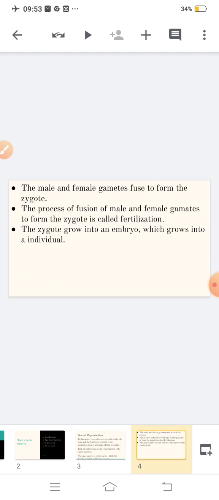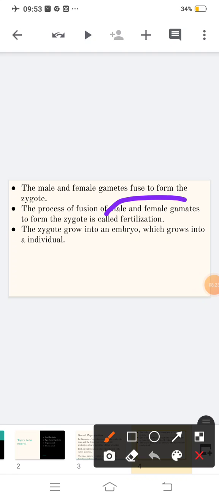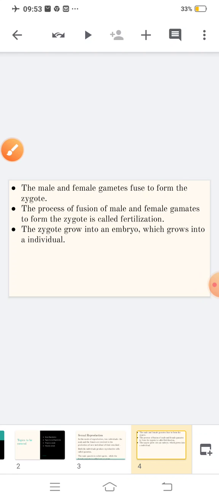The process of fusion of male and female gametes to form the zygote is called fertilization. Basically, fertilization is a process in which the male and female gametes fuse and form a zygote. So this whole process is known as fertilization. What do you mean by fertilization? The process of fusion of male and female gametes to form the zygote is called fertilization.